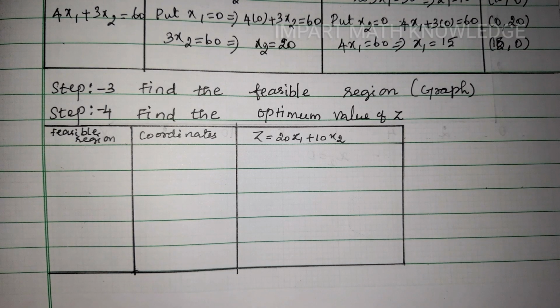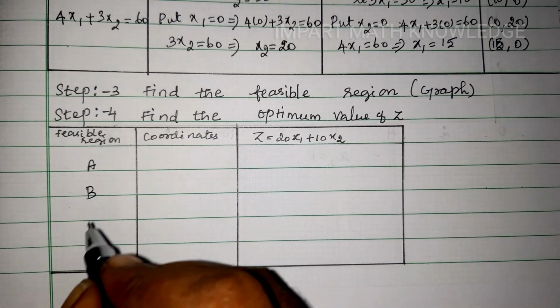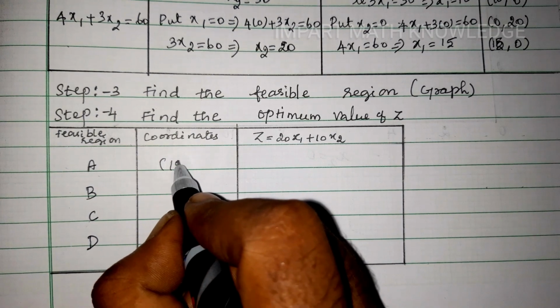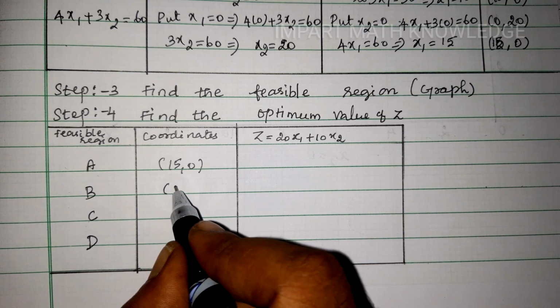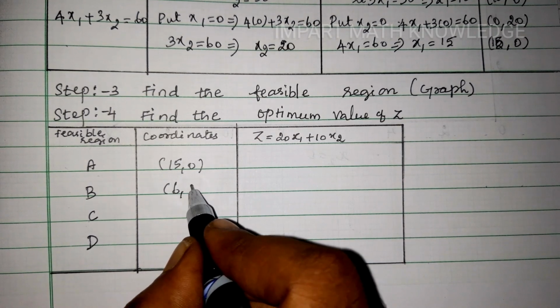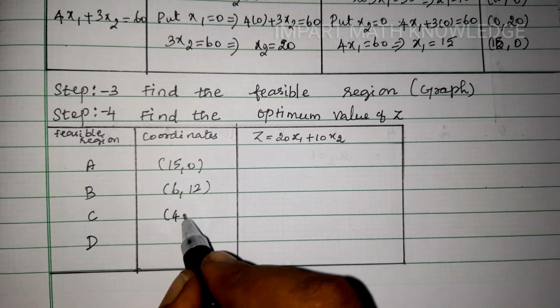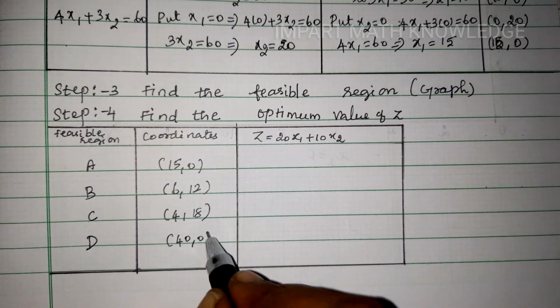Fourth step, we have to find the optimum value of Z. So first I write the feasible region A, B, C, D. For A, the point is 15, 0. These values are taken from the graph. Okay. For B, the value was 6, 12. For C, the value was 4, 18. For D, the value was 40, 0.